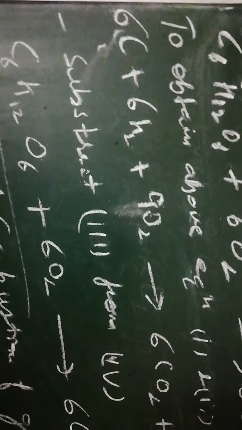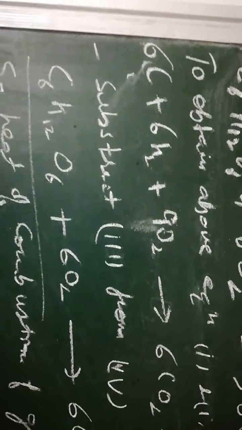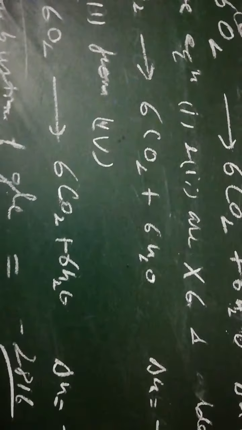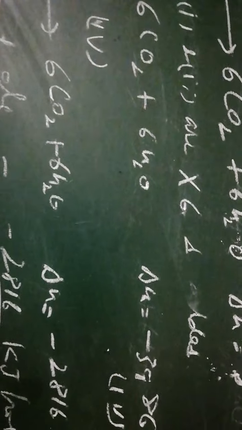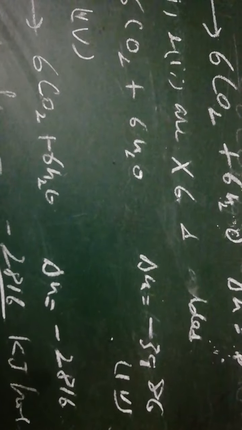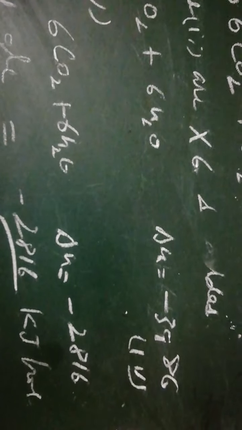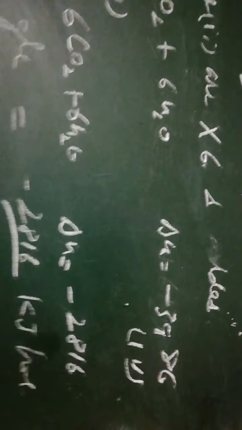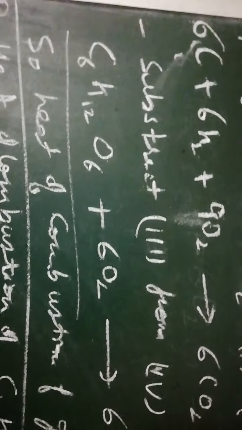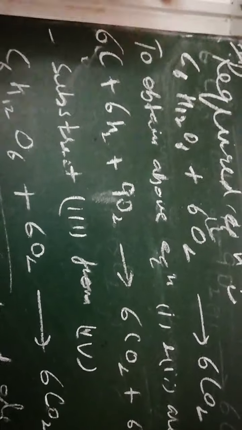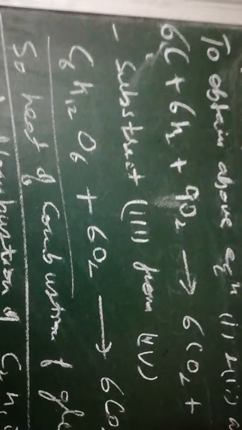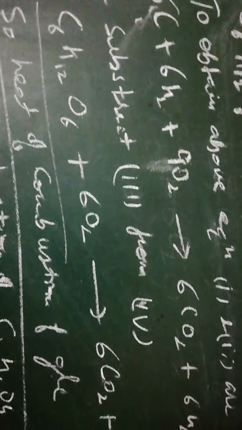When we multiply 1 and 2 by 6, what equation will we get? 6 carbon plus 6 hydrogen plus 9 oxygen gives us 6 carbon dioxide plus 6 water. And the delta H we also have to multiply by 6. Delta H of equation 1 is multiplied by 6, 2 is multiplied by 6, and both are added, and we will get minus 3986 kilojoules per mole. This is your equation number 4. Now you have to subtract. Still our required equation has not come, so we will have to take one more additional step. You have to subtract equation number 3 from equation number 4.